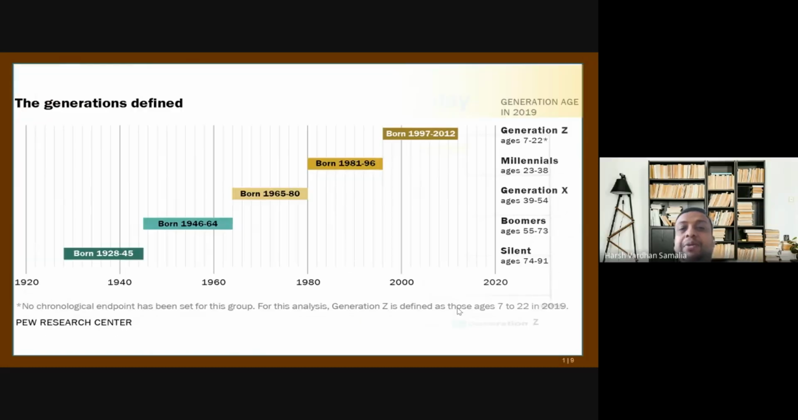Okay, let me tell you. The differentiation is on the basis of birth years. Anyone born between 1965 and 1980 belongs to Gen X. Anyone born between 81 and 96 is Gen Y, and 97 onwards is Gen Z. Now, you may ask me, how does it matter?